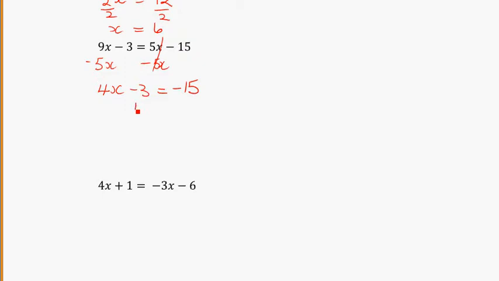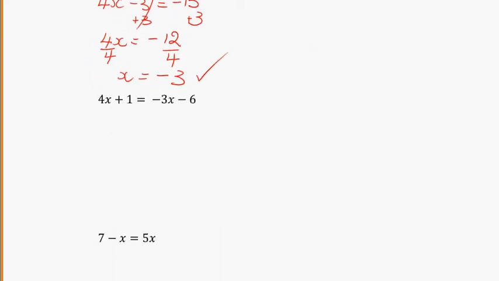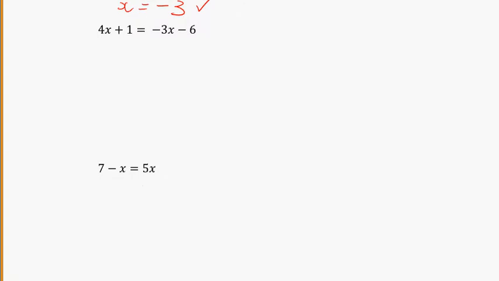Okay, solve as usual, add 3 to both sides. 4x equals minus 15 plus 3 is minus 12. And now divide both sides by 4. So x equals negative 3. And we have our solution. So this is kind of a three-step equation. Okay, try the next one.